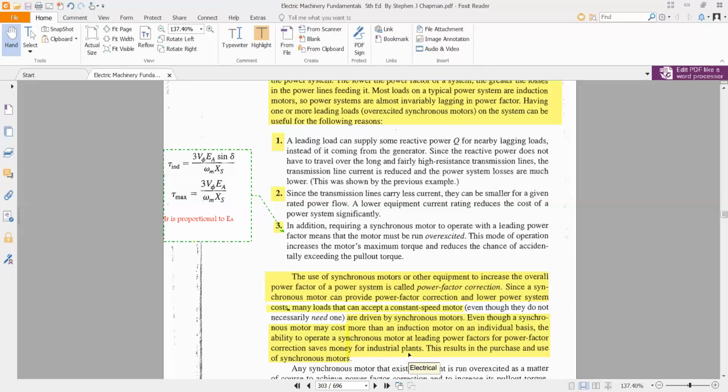The reason is that the industrial consumers have to pay for their reactive power demand as well. They have to pay for Q. A domestic consumer pays only for the real power demand, kilowatt hours or real power P. However, the industrial users have to pay for the real power demand as well as for the reactive power demand. So if they manage to improve their power factor, their reactive power demand will decrease. So the electricity bill they have to pay will also decrease.